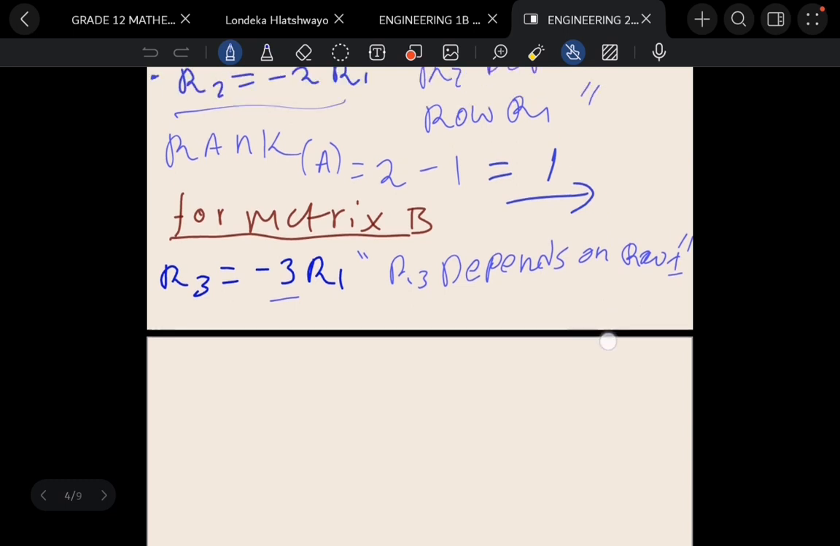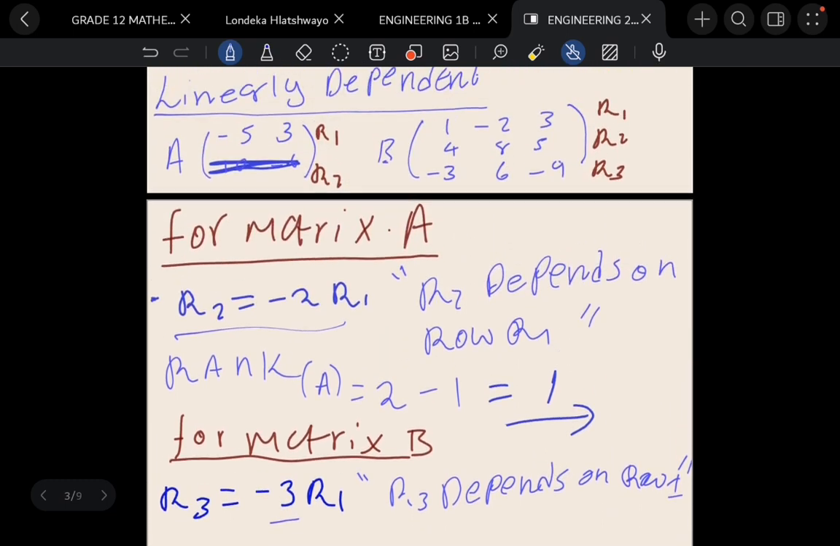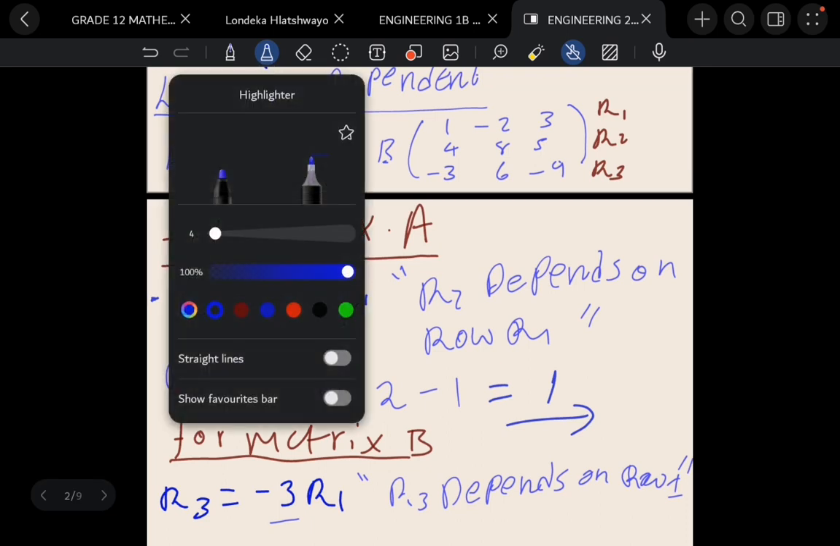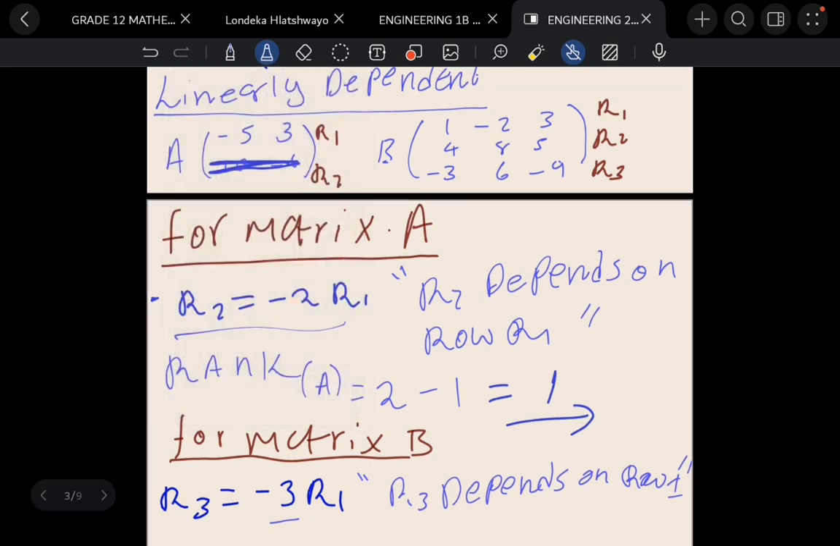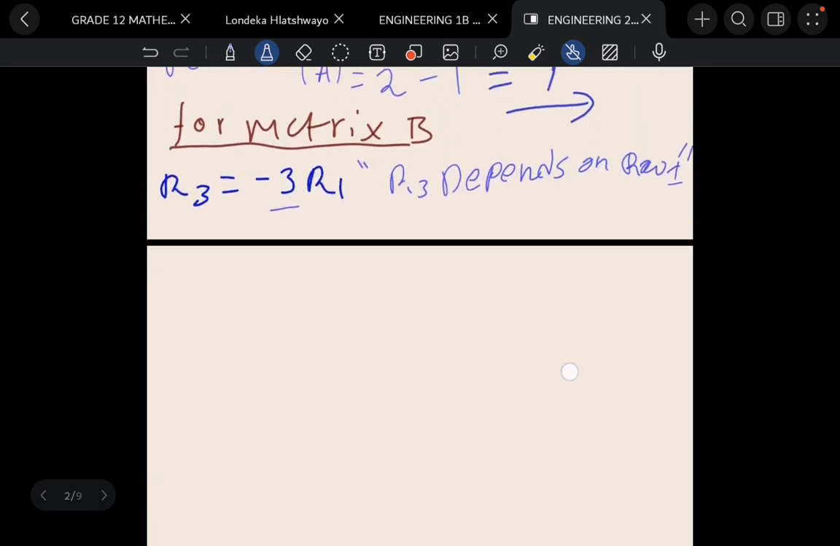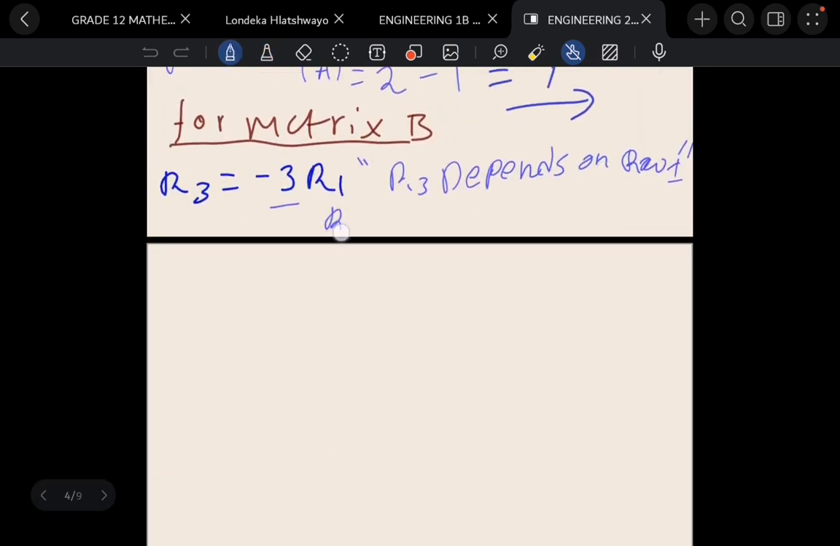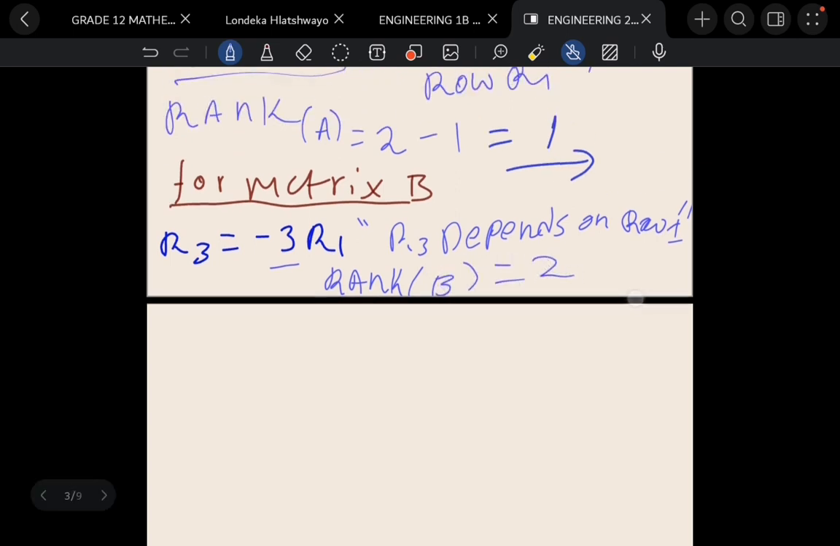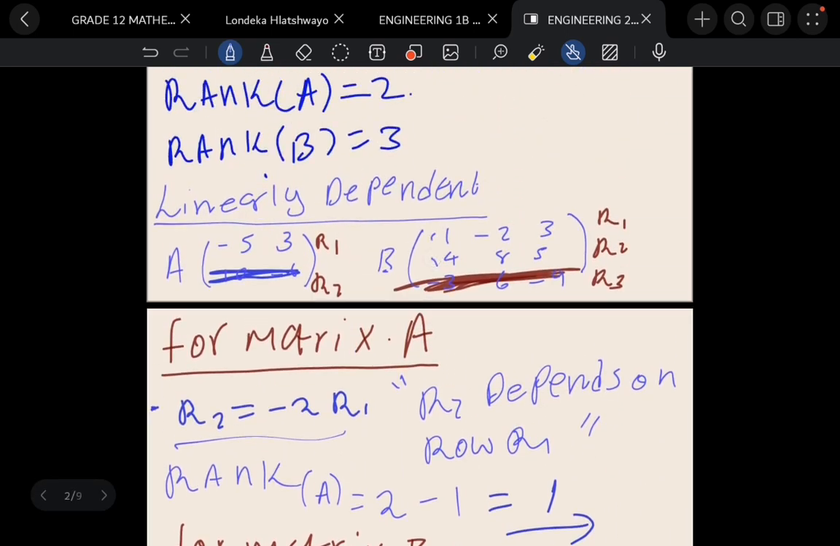Right. So what can we say here? Because the third row is depending on the first row, we can remove the third row. And how many rows do we have? We have 2 rows. So the rank of B is actually 2, because there are 2 rows there which are linearly independent.